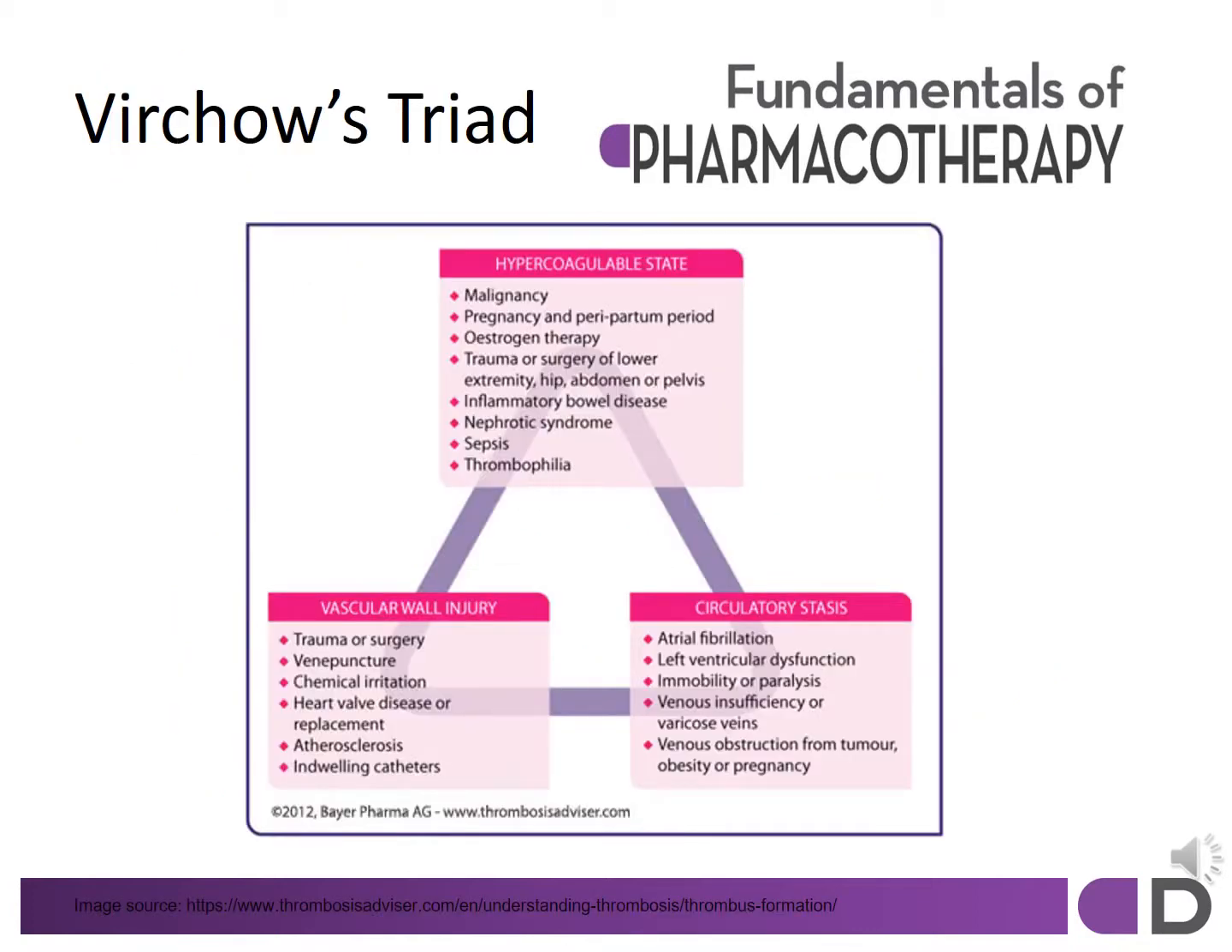Virchow's triad is a common representation of the three major areas of clot formation. Rudolf Virchow, who described these causes of clots, was a German pathologist over 150 years ago. Doctors still use this triad today to help them remember the causes or risk factors for clotting.